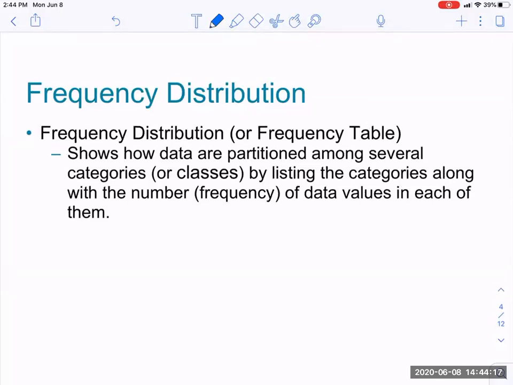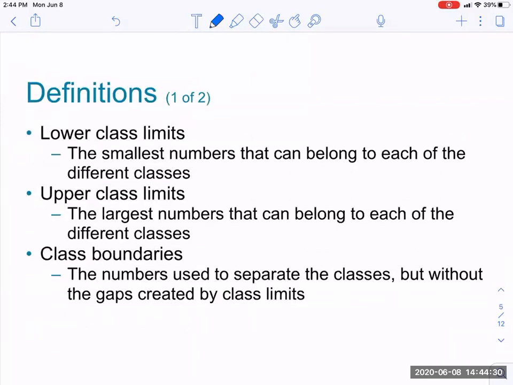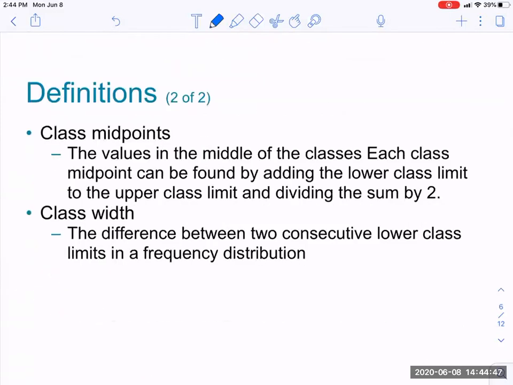You may have made one of these before, where we're going to have classes, and then we're just going to show the number or frequency of the data values that lie in each of the classes. Here's some definitions that you'll want to learn. I'm not going to read them to you. You can read about them. I'll mention them probably when I'm building one, so you'll learn as we go.